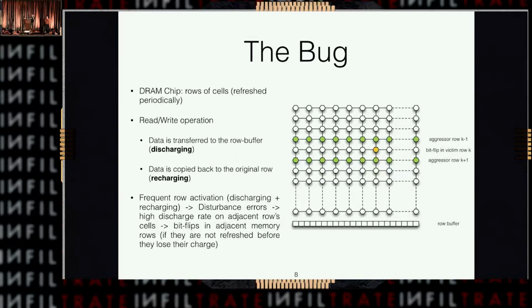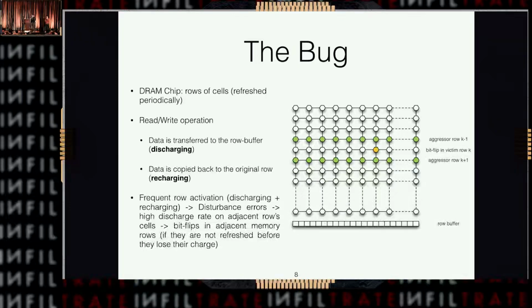And then after some amount of time, the data is copied back from the row buffer to the original row. And this operation is called recharging. The whole process of discharging and recharging is called row activation. And frequent row activation can cause disturbance errors that are reflected by a higher discharge rate on adjacent memory cells. This could lead to bit flips in adjacent memory cells if they are not refreshed before they lose their charge. And it's basically a hardware bug.